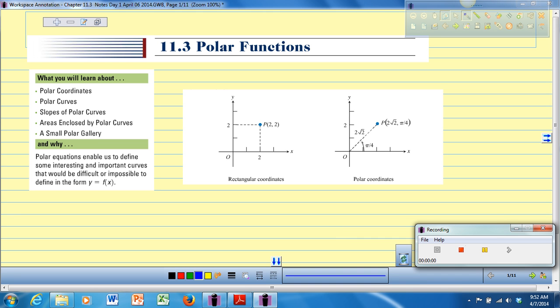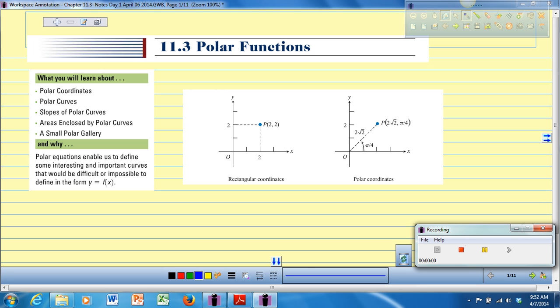Section 11.3, polar functions. So, what will we learn about today? Polar coordinates, polar curves, that's about as far as we go today. Then our second part of this section will cover slopes of polar curves, areas, and then looking at that lovely gallery. It's kind of cool in the back of the chapter. So today we're just reviewing the amount of polar content that you guys have done in the past, get you working with polar again before we start working with calculus.